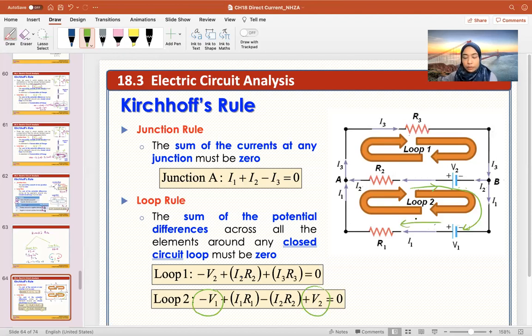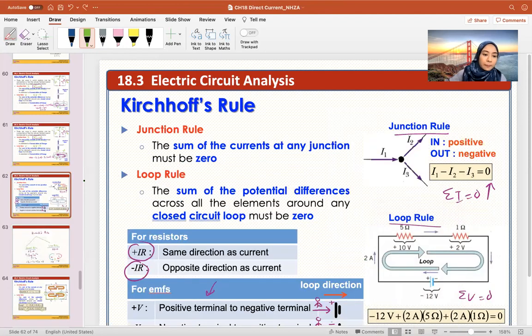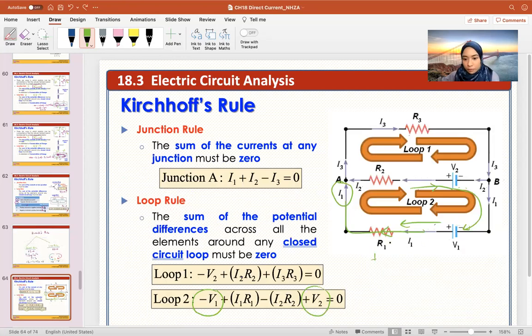So I meet R1. The current flowing through R1 is I1. How do I know this? I determined that I1 was over here. So basically I1 is flowing through the entire line, right? So I1 is flowing through R1 in the same direction as my loop. So it's a positive, right? Yep, it's a positive. So positive I1, R1. So this is what we got over here.